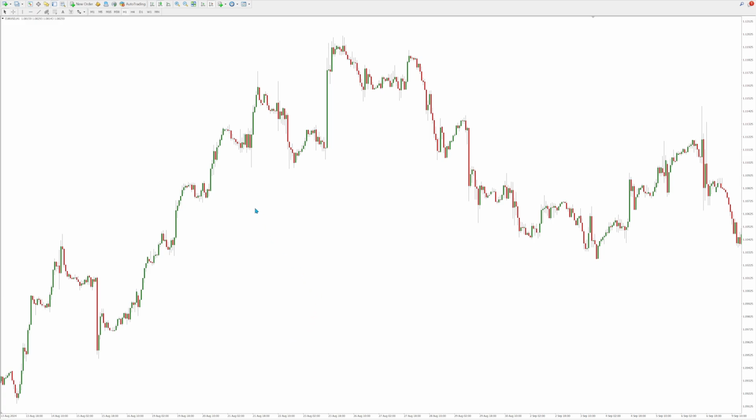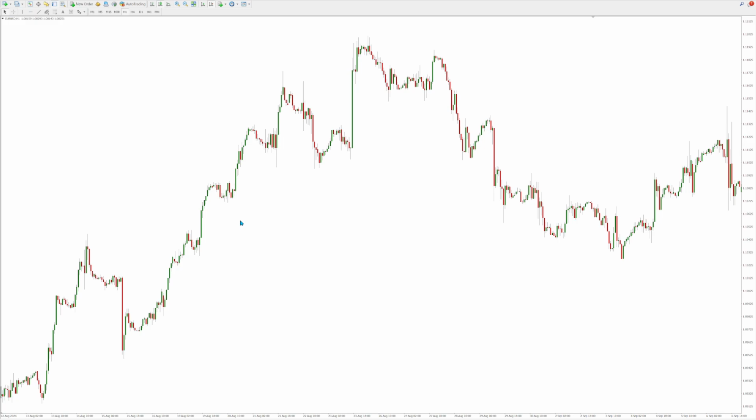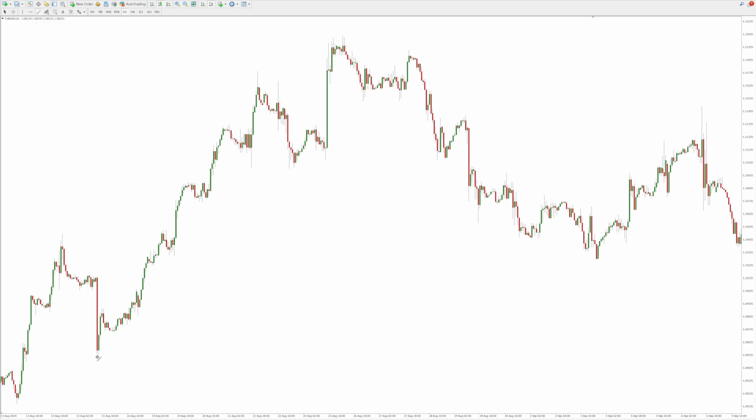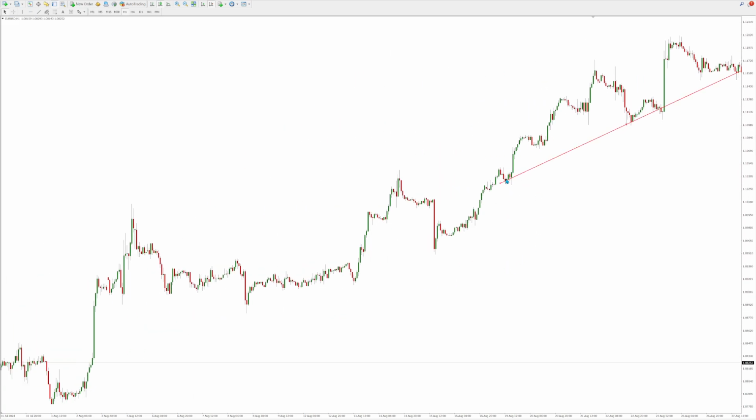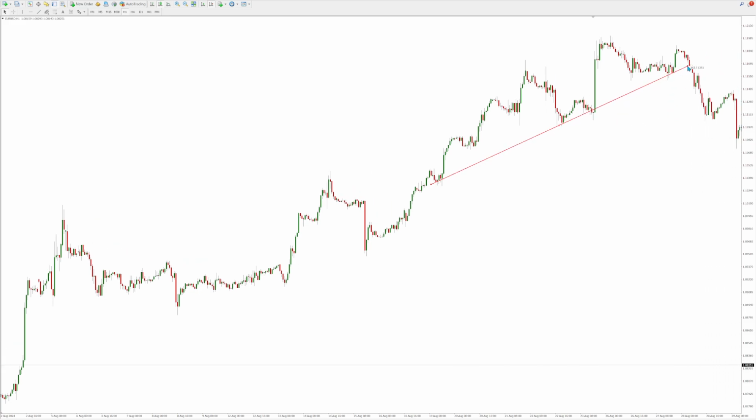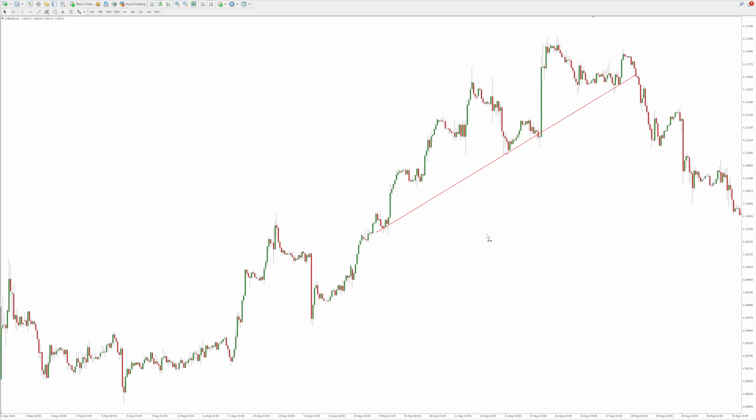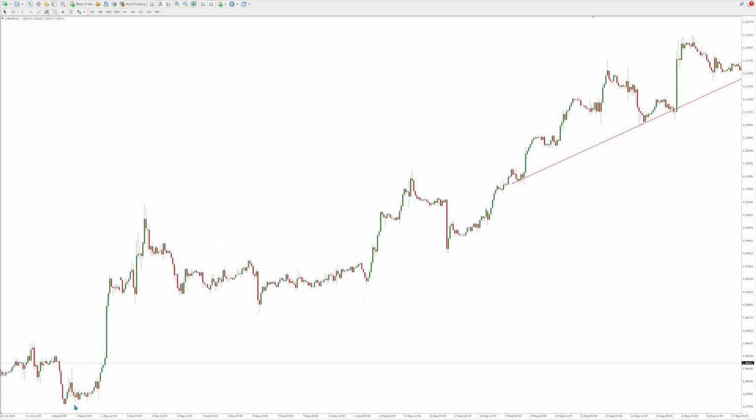So here I have a Euro dollar 1 hour chart. First thing you need to do is to find a trend. So we have a strong uptrend here. If we just mark the most recent levels of support to form this trend line you see here. Okay, so this was a significant trend.